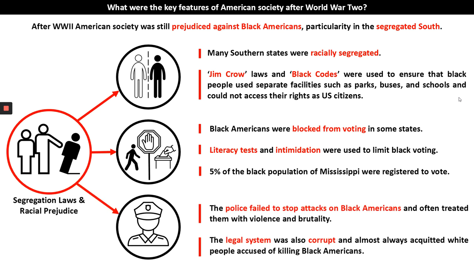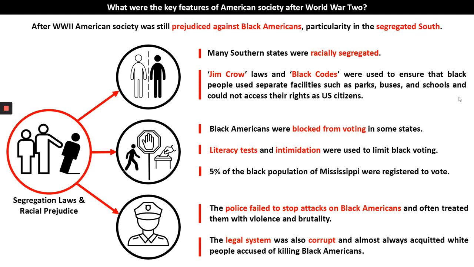Finally then, the police failed to stop attacks on Black Americans and often treated them with violence and brutality. As we'll see in my next video, there was a level of distrust between Black Americans and the police at the time. The legal system was also corrupt and almost always acquitted, or found not guilty, white people accused of killing or lynching Black Americans.